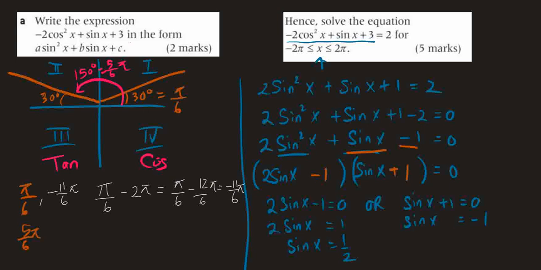This one, because negative 2 pi is equal to minus 12 over 6 pi, so negative 11 over 6 pi is still within the range.